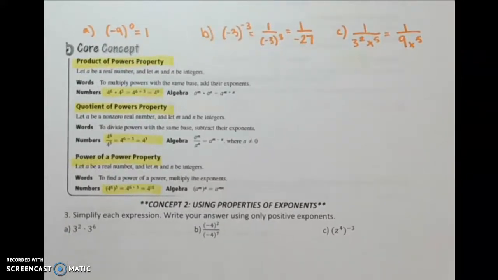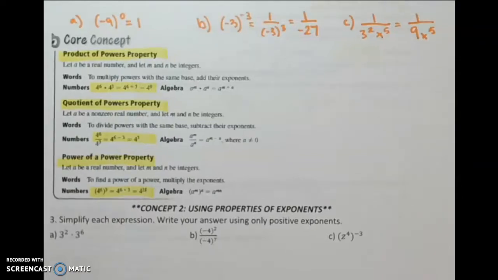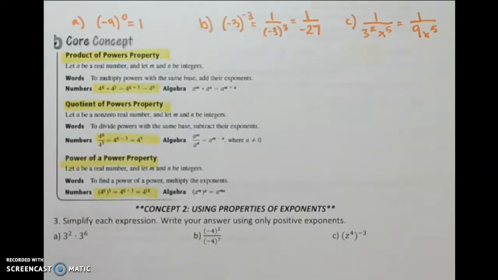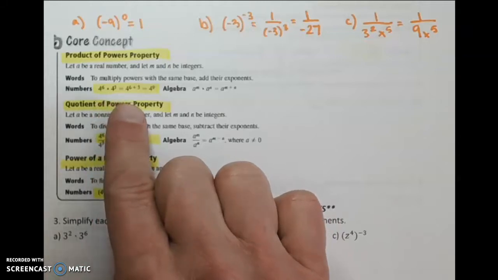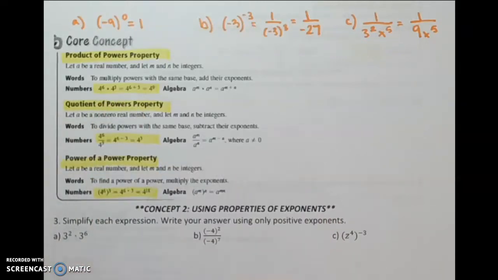Our next property is the product of powers property. Alright, and basically it says to multiply powers with the same base, you add their exponents. For example, 4 to the 6th power times 4 to the 3rd power is equal to 4 to the quantity of 6 plus 3 power, which is 4 to the 9th power. Right, if you have like bases and you're multiplying, you add the exponents.